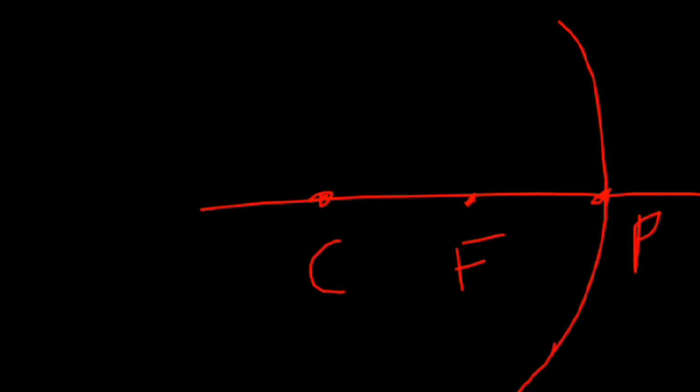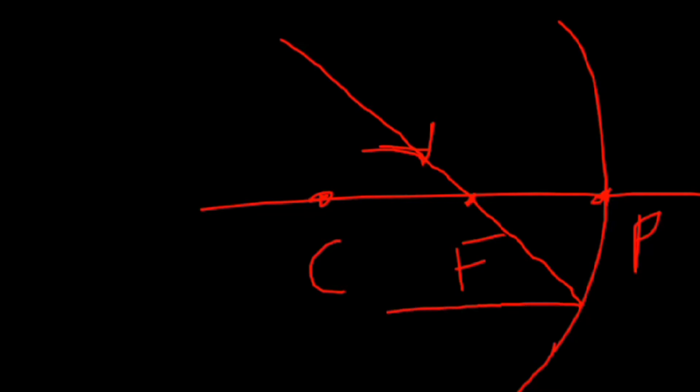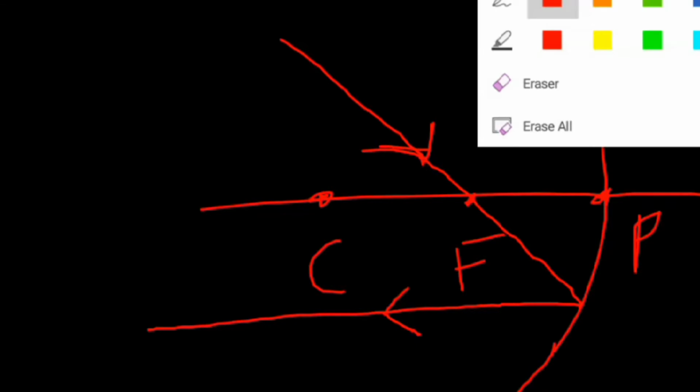When the incident ray of light passing through the principal focus strikes the mirror, then the reflected ray moves parallel to the principal axis, like this. Okay? Now let's see another rule.